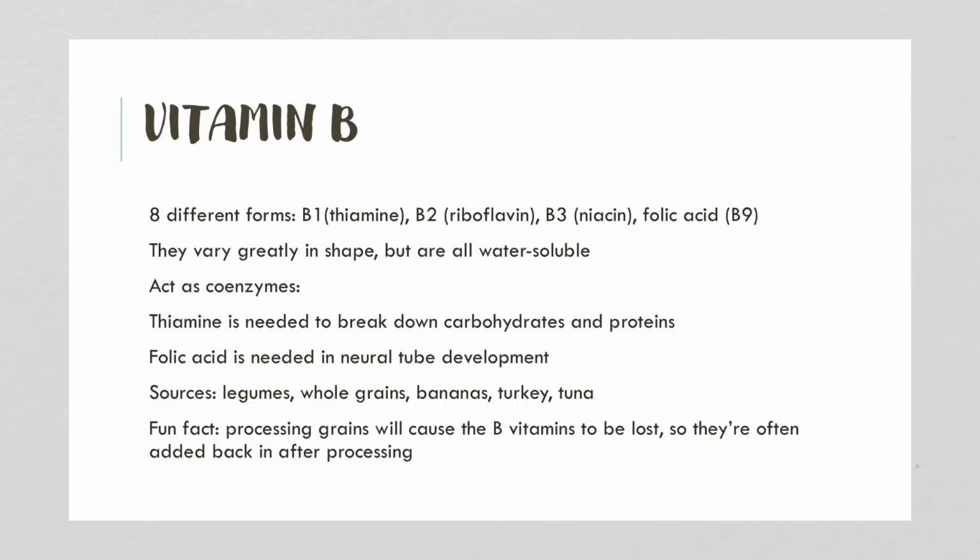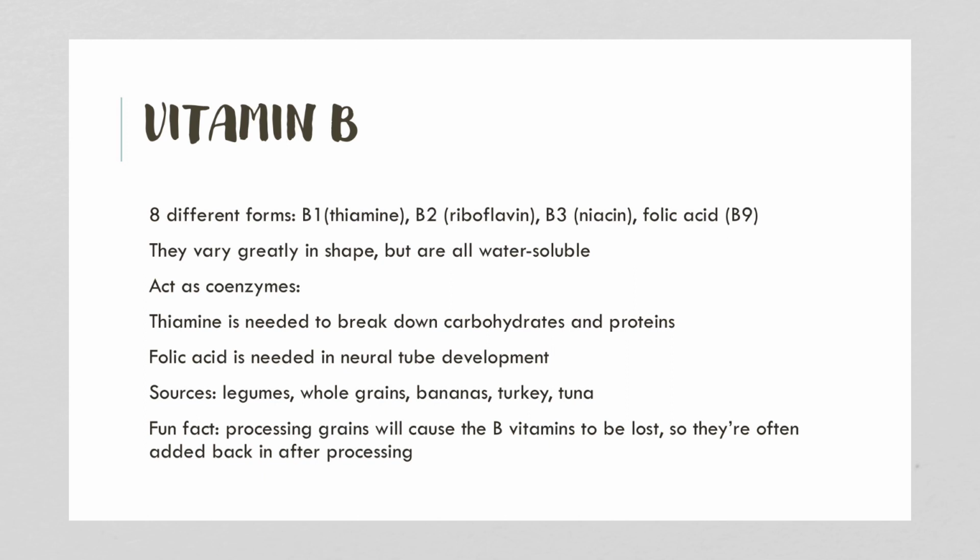Vitamin B is another vitamin. It comes in 8 different forms, and you've probably heard about them either by their letter-number combination or their name. So B1 is thiamine, B2 is riboflavin, B3 is niacin, B9 is folic acid. There's B12 as well. They all have very different shapes, but all of them are water soluble. Vitamin B acts as a coenzyme. So here are some examples. Thiamine is needed to break down carbohydrates and protein, so they help the enzymes that do that.